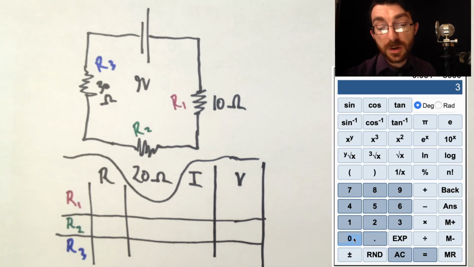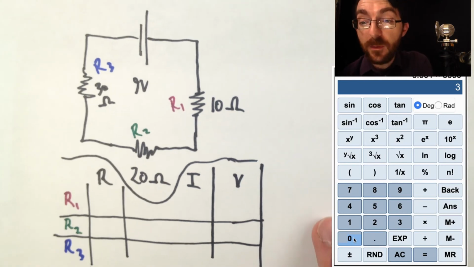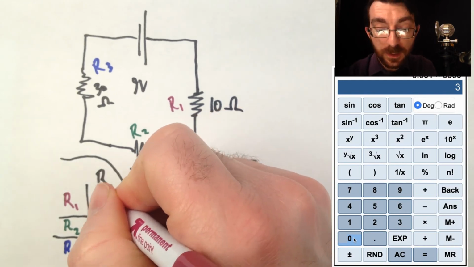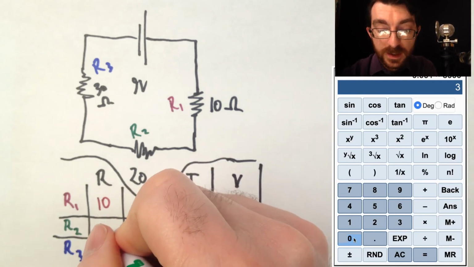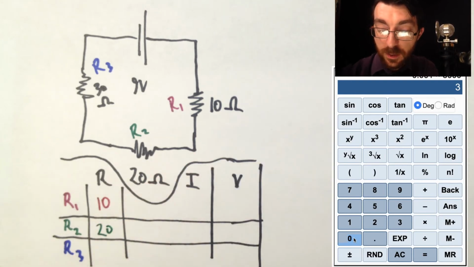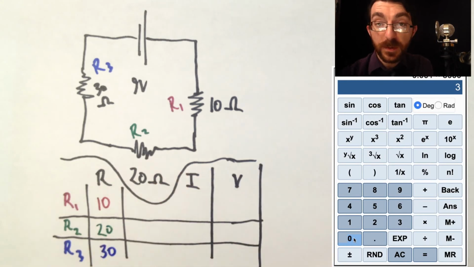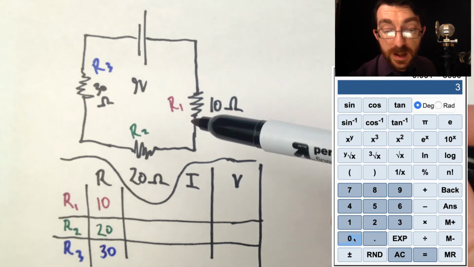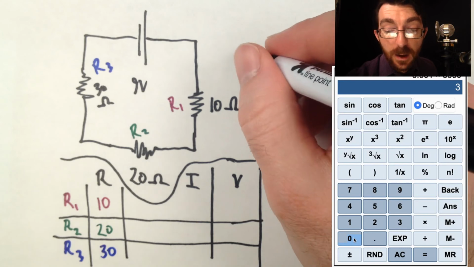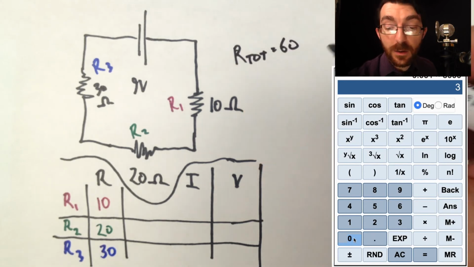Beautiful. Okay, so the resistance of resistor 1 is 10. That one's not controversial or difficult. The resistance of resistor 2 is 20. Again, not difficult. The resistance of resistor 3 is 30. Not difficult. So what's the resistance of the entire circuit? Well, they're all in series, so it's 10 plus 20 plus 30. That would be 60. The total resistance is 60 ohms.